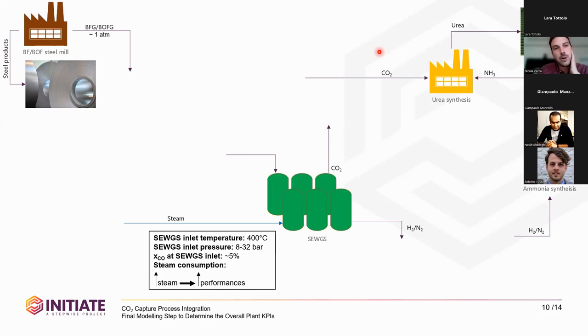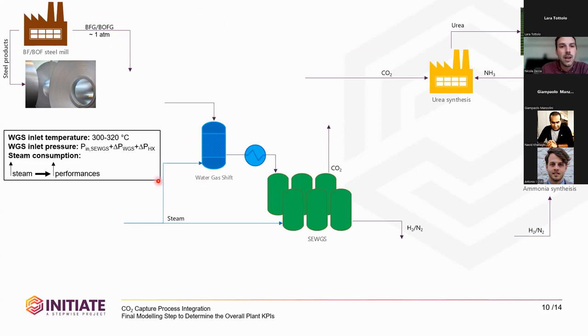Since the BFG and BOF gases from the steel industry have a high content of CO, we need, upstream of the SEWGS, a water gas shift reactor to convert the majority of the CO into CO2 and hydrogen. We have constraints on the water gas shift section in terms of inlet temperature and inlet pressure, and similarly to the SEWGS, increasing the steam consumption will increase the performance of the water gas shift.